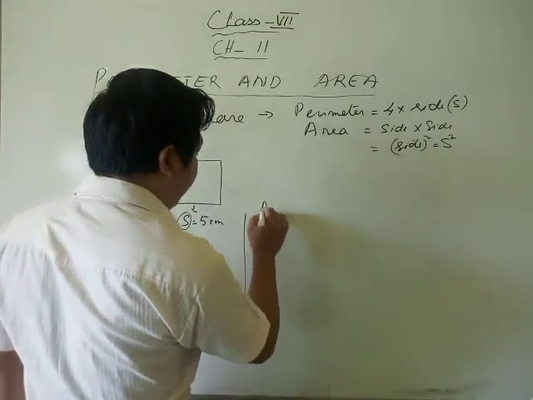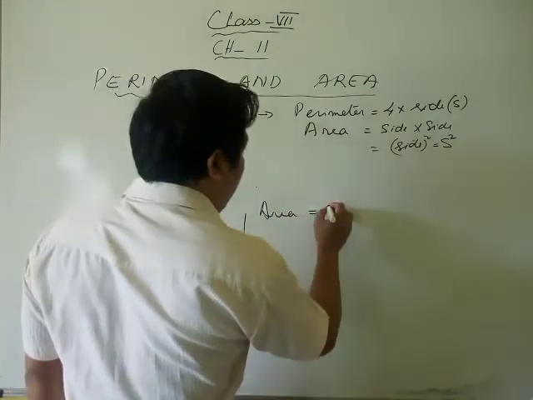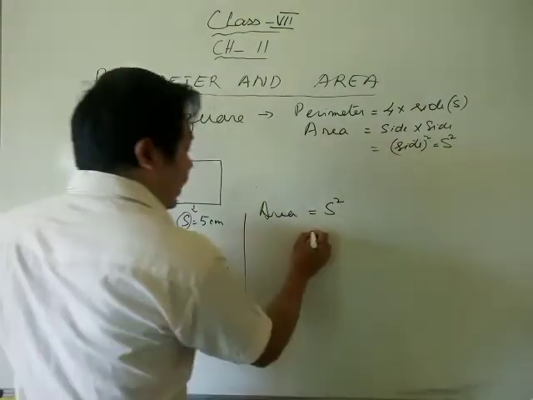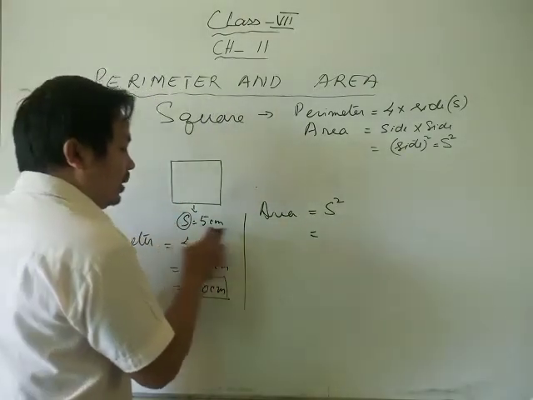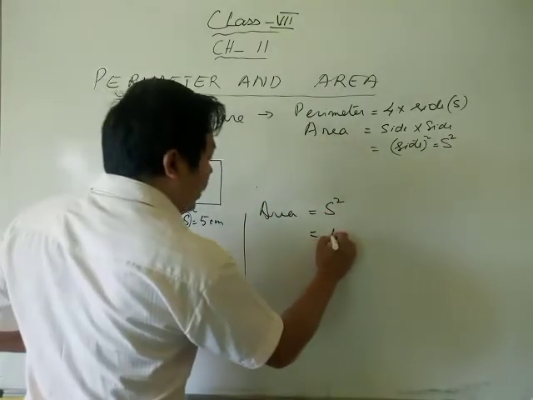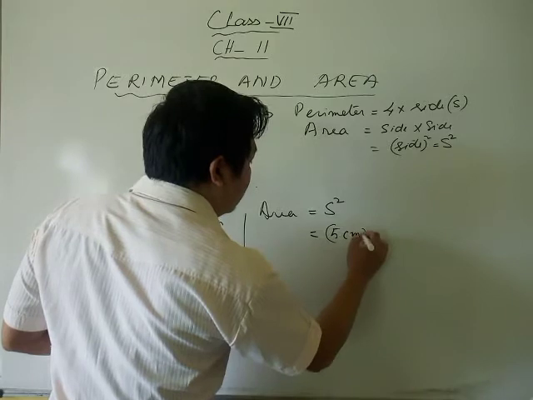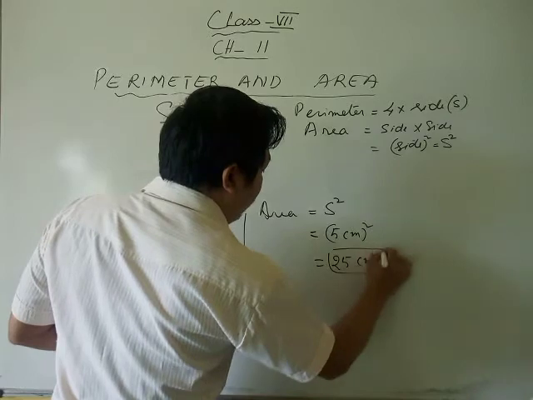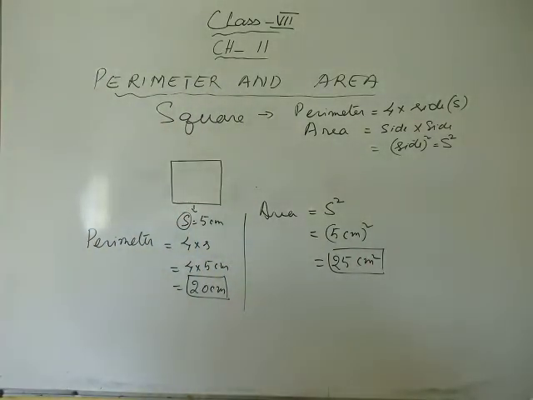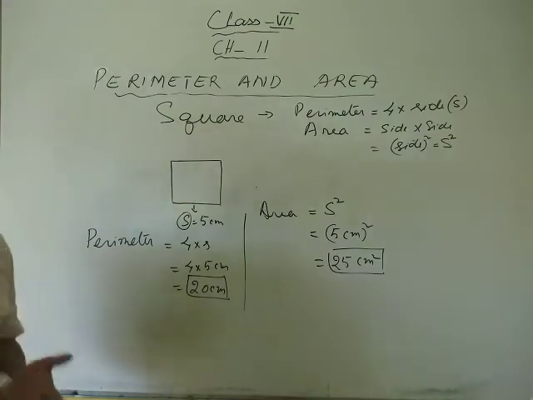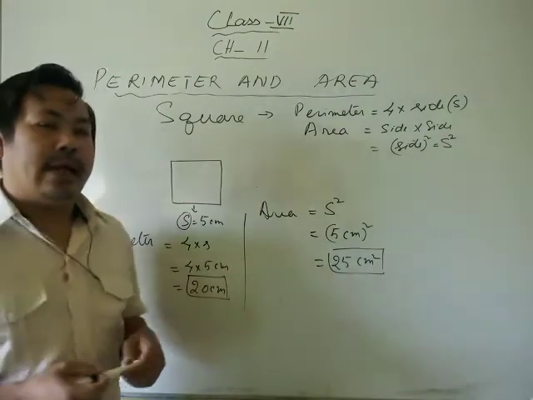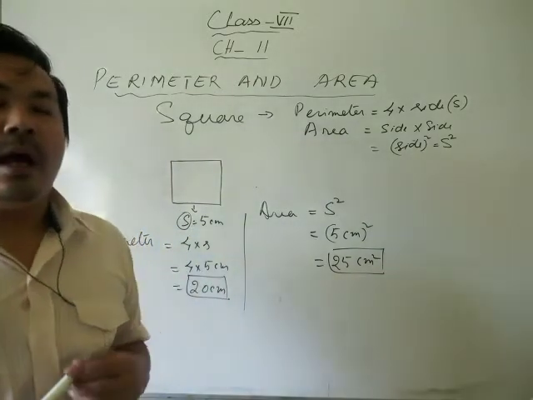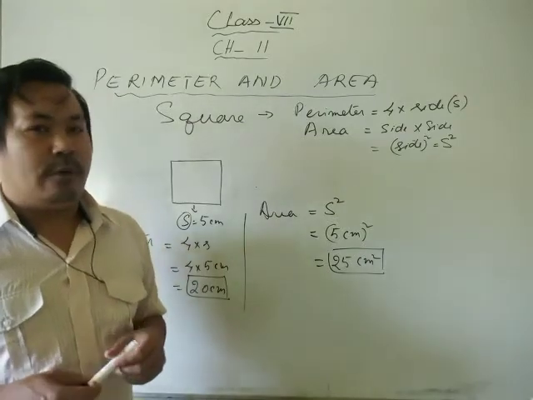Now here area. Area is equal to side square. How much was the value of s? The value of s is 5, isn't it? That means 5 centimeter square. So 5 fives are 25 centimeter square. So 25 centimeter square is the area of the square. That is how we find out the perimeter and area of the rectangle and square. So let us do more problems of this type in our exercise 11.1. Okay.